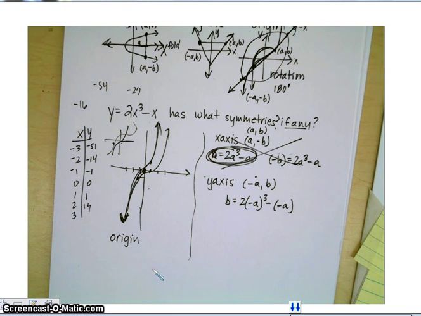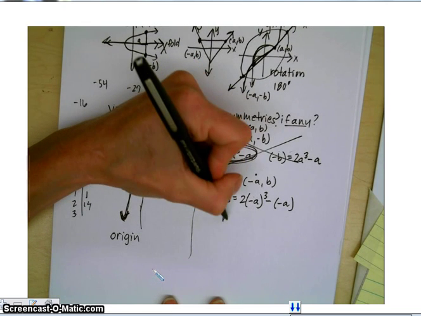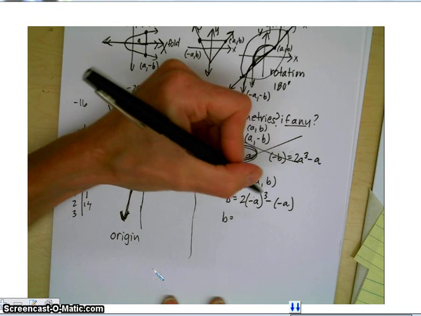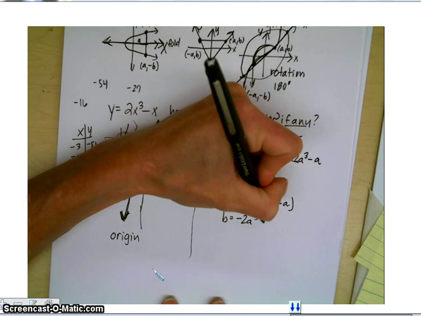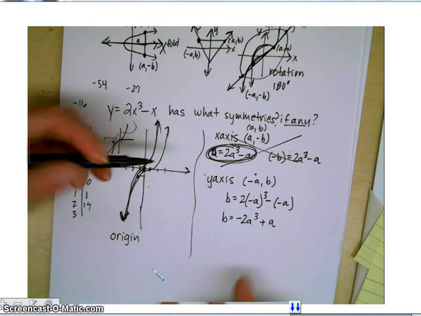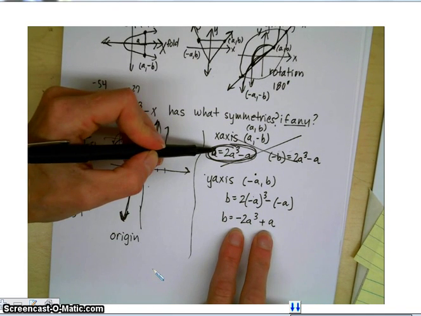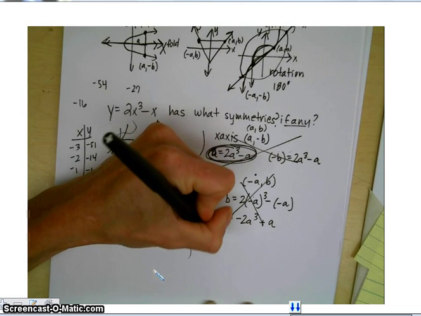Now, can I do a little more manipulating with that? Yeah, I can. What's a negative cubed? A negative cubed is not a positive. It's a negative, so this would become negative 2a cubed. Minus a negative is plus. Does that, or will that ever look like that? No. No y-axis symmetry. So now I'm going to test for origin.